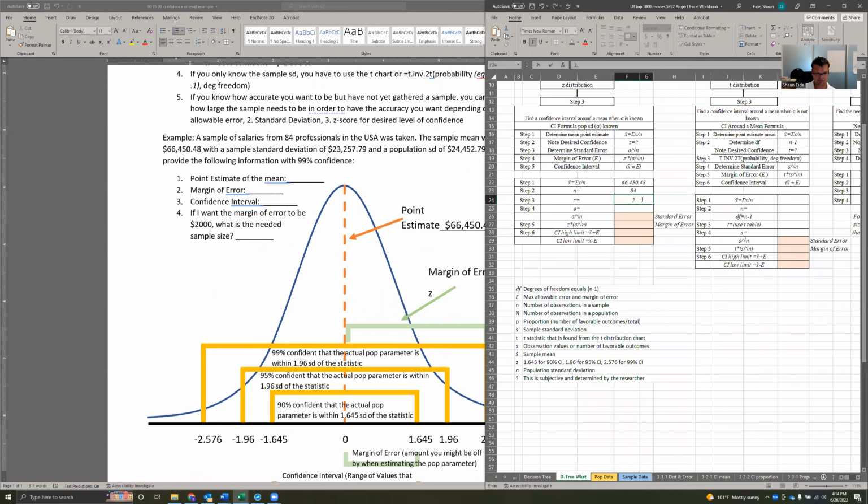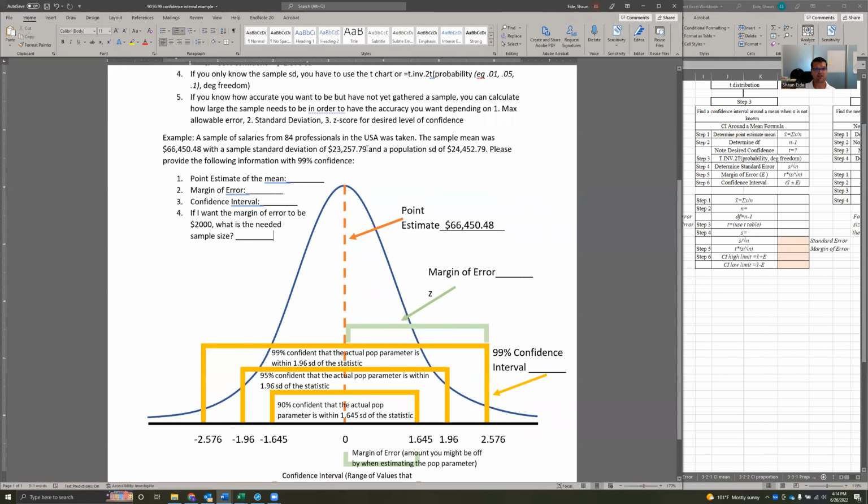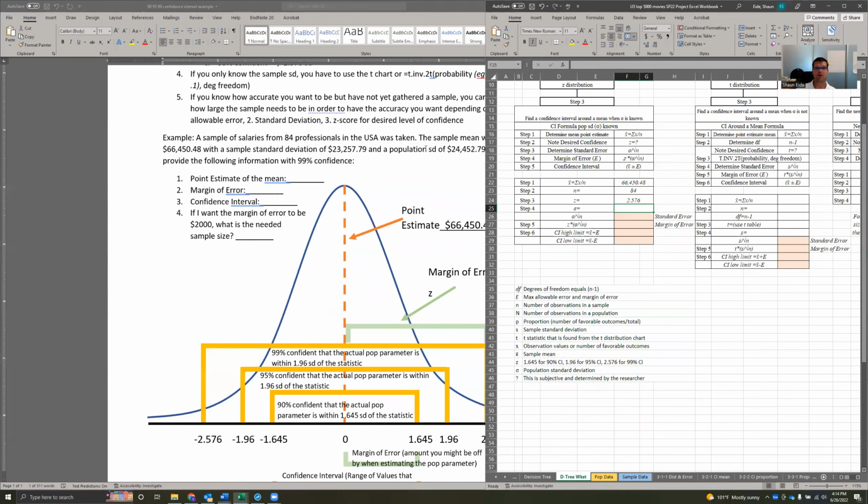2.576. Okay, and then the standard deviation. Do I want 23,000? No, what I want is I actually also put in here the population standard deviation. And so if we're estimating the population parameter, we want to use the population information. Always use the population information if you have it. So now what we're going to do is equals the standard deviation divided by the square root of the size of the sample.